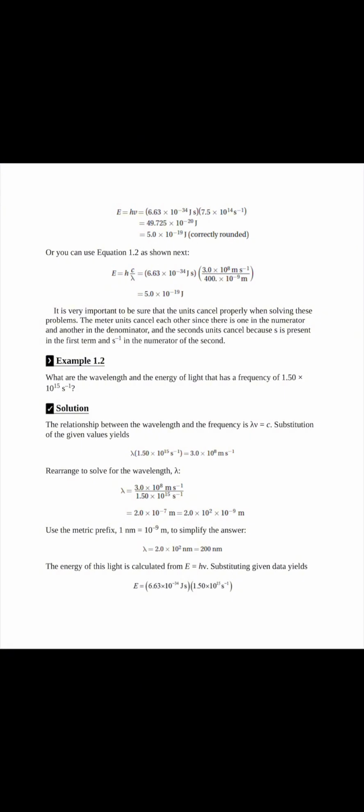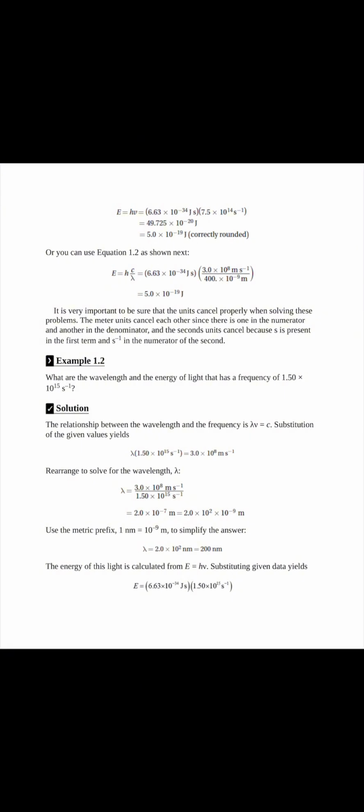Important note. It is essential to ensure that the units cancel correctly when solving these problems. The meter units cancel each other because one is in the numerator and the other is in the denominator. The seconds units cancel because seconds appear in the first term and reciprocal seconds appear in the second term.